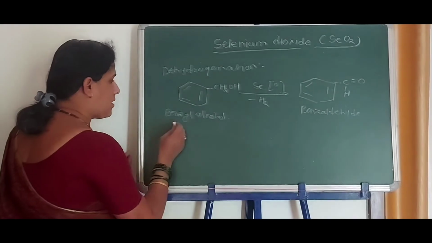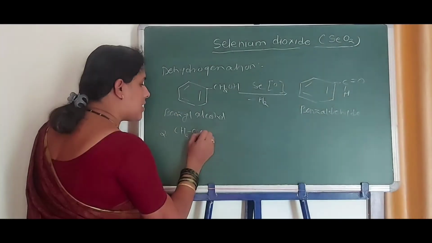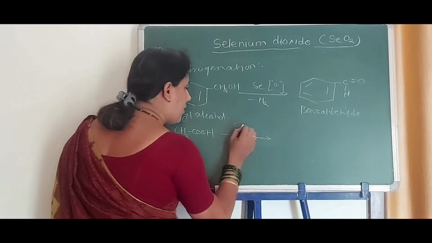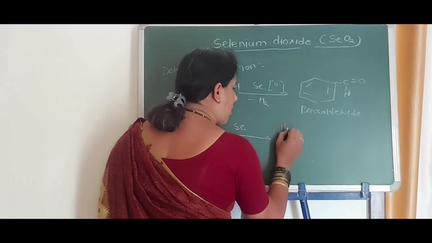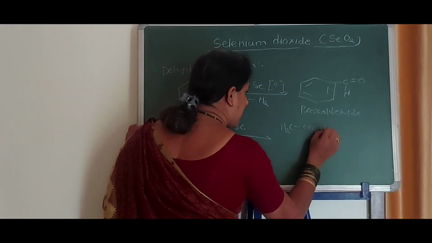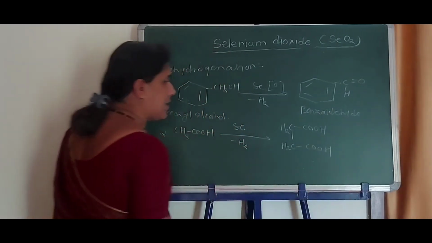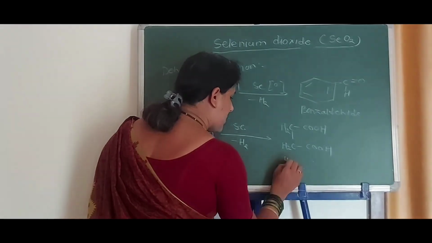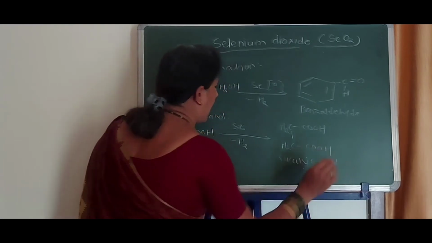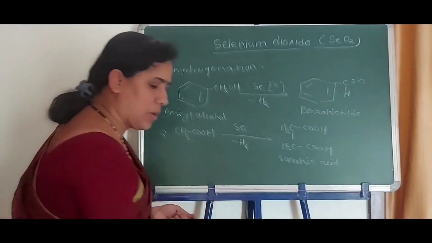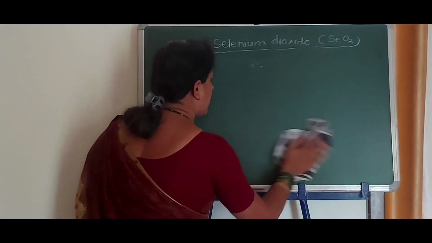Next example is what? It is 2 moles of acetic acid CH3 COOH. On dehydrogenation, removal of H2, there is formation of succinic acid. What is the name of this acid? It is succinic acid. Now, the last application is catalysis.